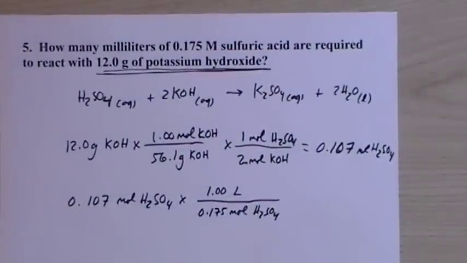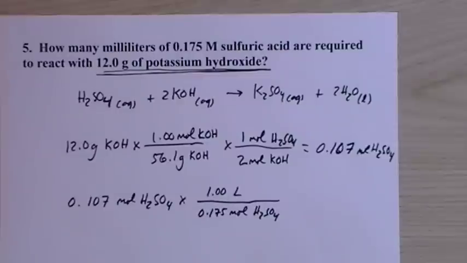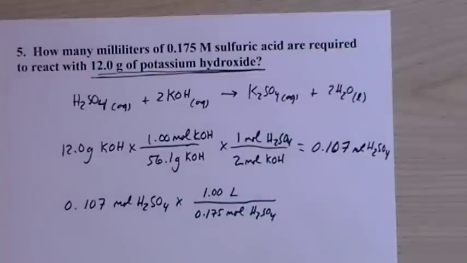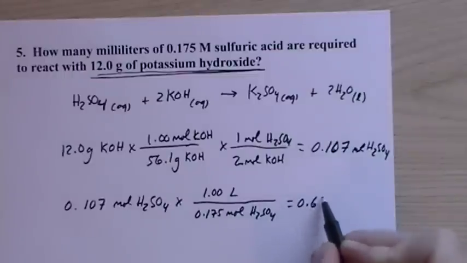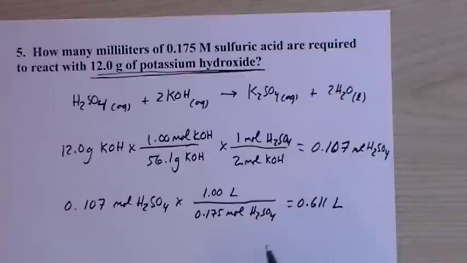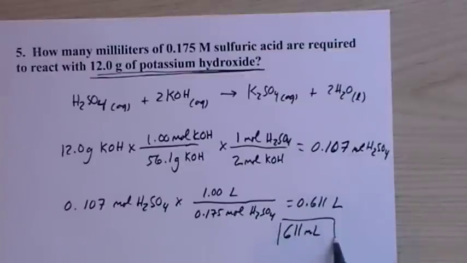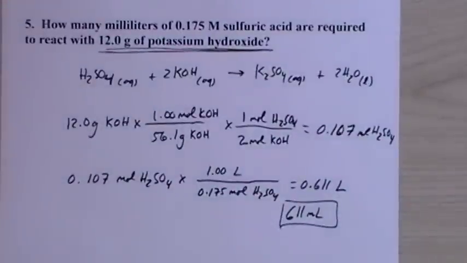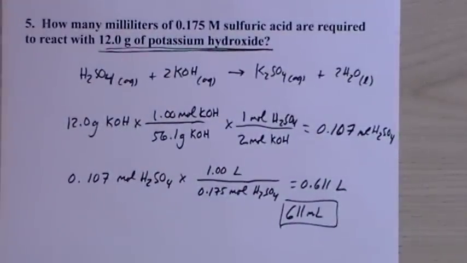Let me just do a real quick double check here. 12 divided by 56.1, then by 2, okay. So we have this many moles, we've determined that, and then we divide by the molarity, and we end up with 0.611 liters, and they want it in mils, so that's going to be 611 mils. So what this says is that we're going to need 611 mils of 0.175 molar sulfuric acid to react with 12 grams of potassium hydroxide.